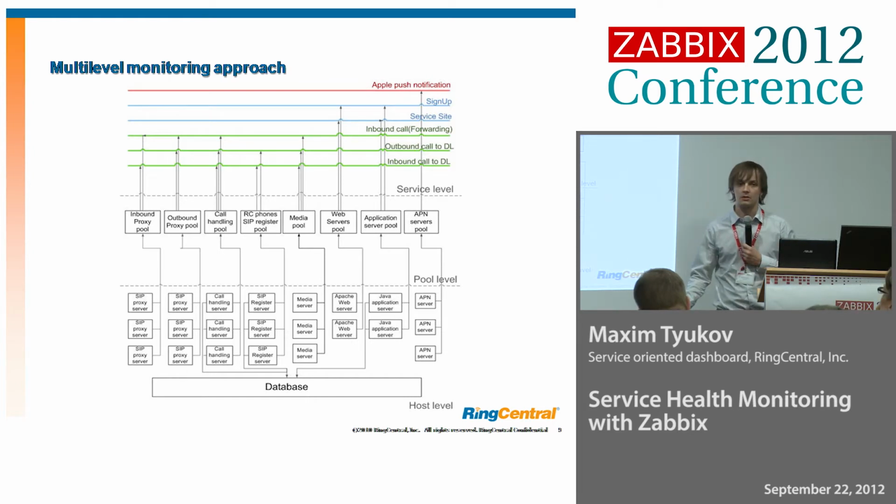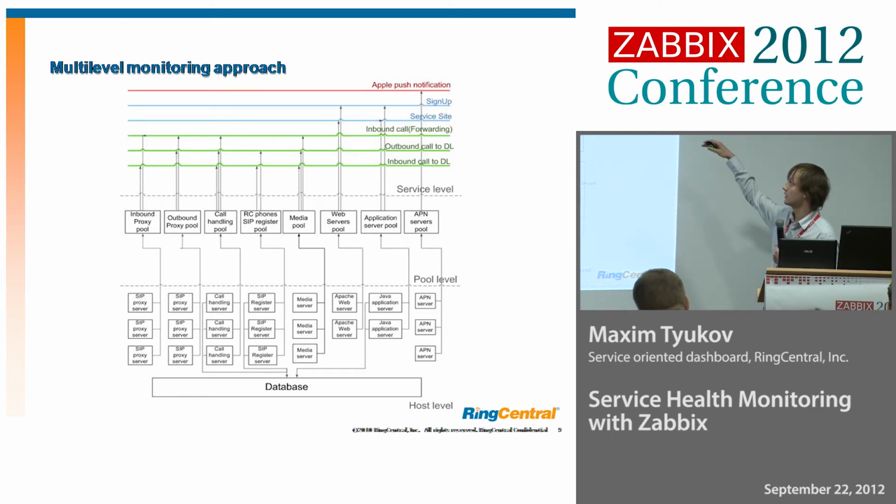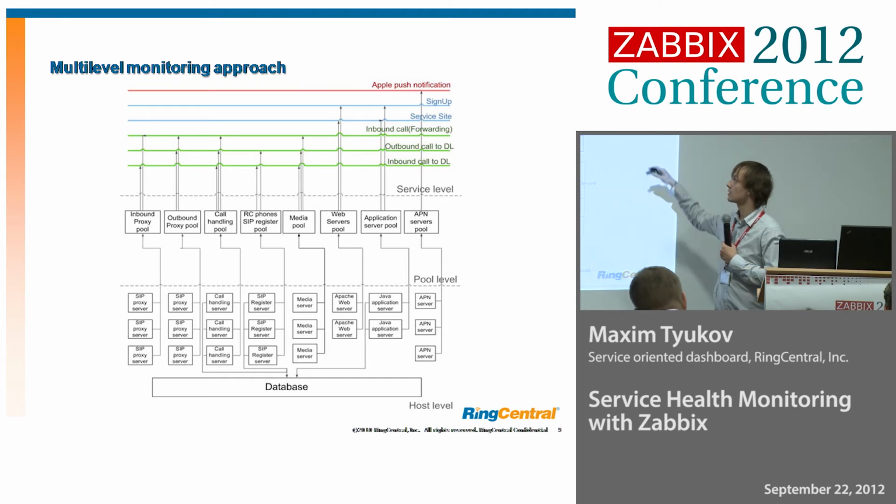For load balancing or for redundancy. So to see the data on a pool level, we need to aggregate data from each host in a pool. And when we have the data per pool, we can aggregate it to the upper level for service.